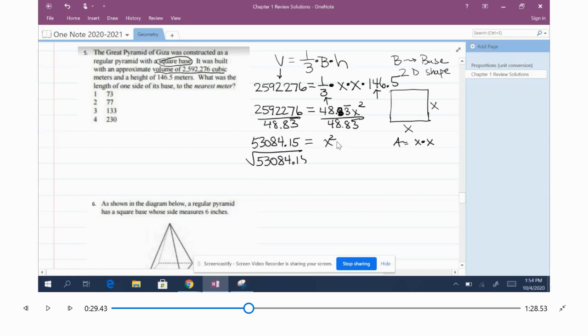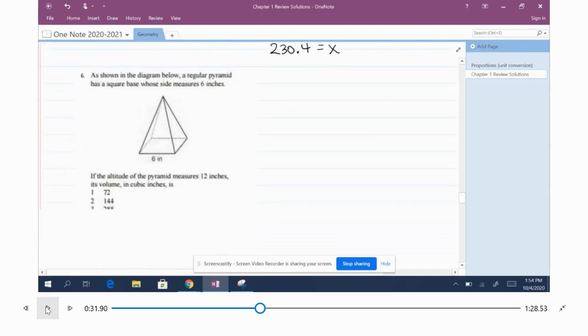Now that's x squared. The inverse operation to squaring is square root. So you're seeing me take the square root of both sides and get 230.4.